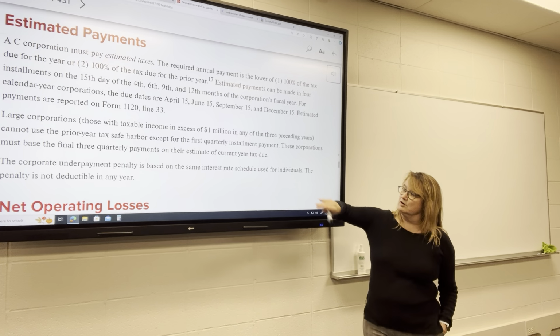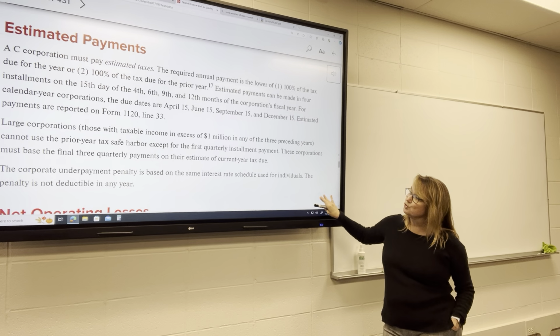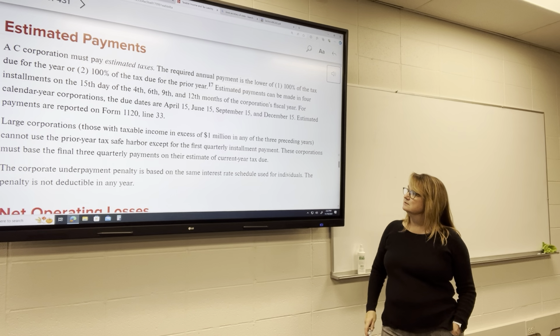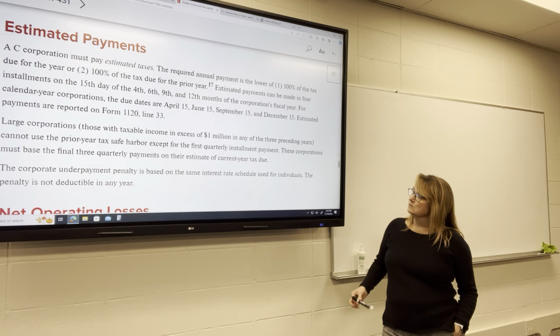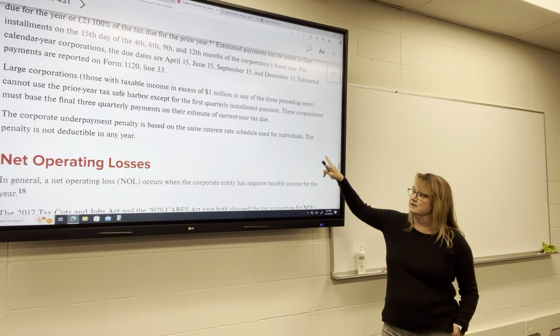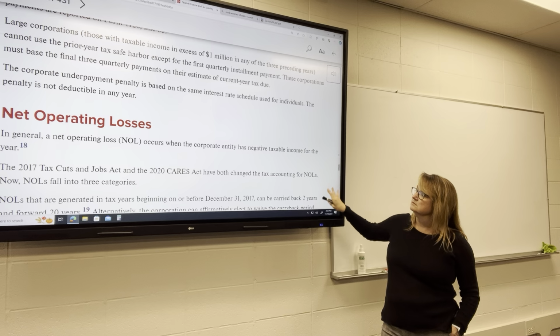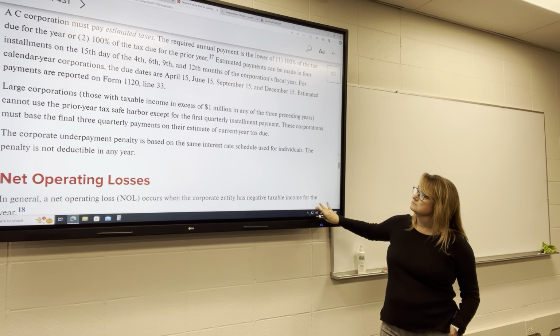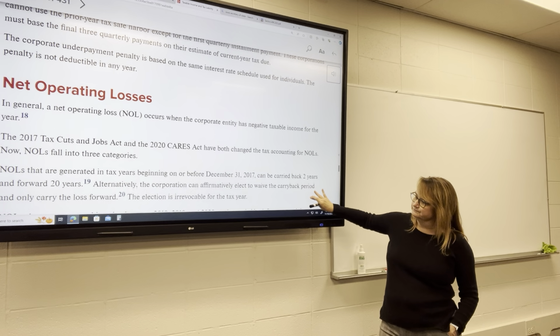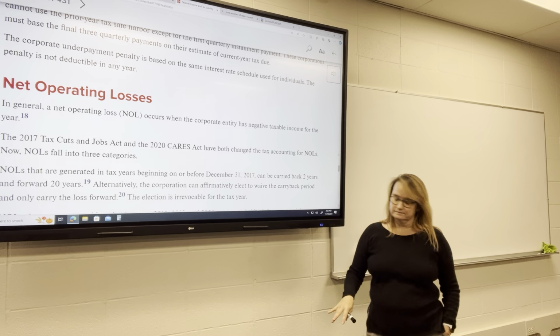And those are reported then on the 1120, what was paid. Large corporations cannot use the prior year tax safe harbor except for the first quarterly installment payment. So they're going to base the final 3 quarterly payments on their estimate of the current year tax due. There are underpayment penalties as well for underpaying those taxes, those estimates.